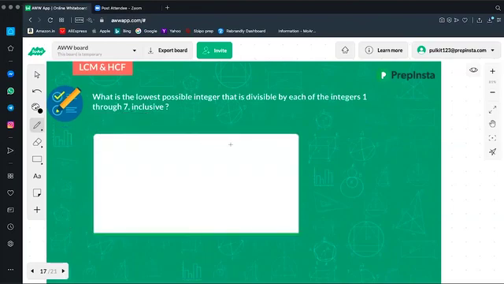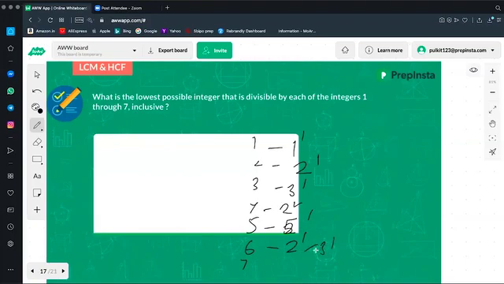Yes. 1 is written as 1 to the power 1, 2 is written as 2 to the power 1, 3 as 3 to the power 1, 4 as 2 square, 5 as 5 to the power 1, 6 can be written as 2 to the power 1 into 3 to the power 1, 7 can be written as 7 to the power 1. So to find the number that is divisible by the integers 1 through 7 inclusive, we simply have to find the LCM. What would be the LCM?